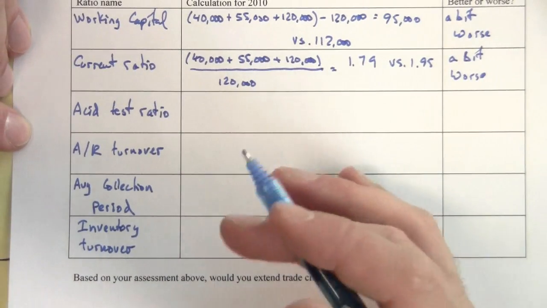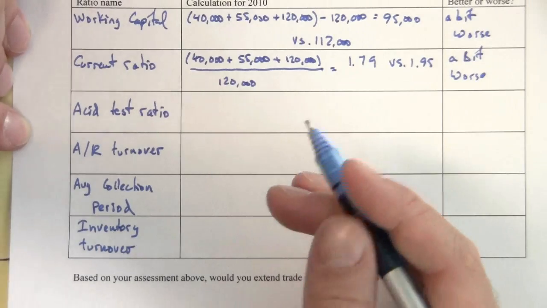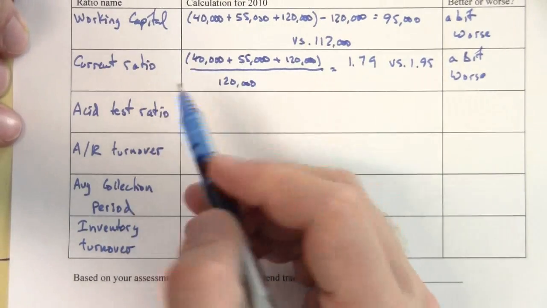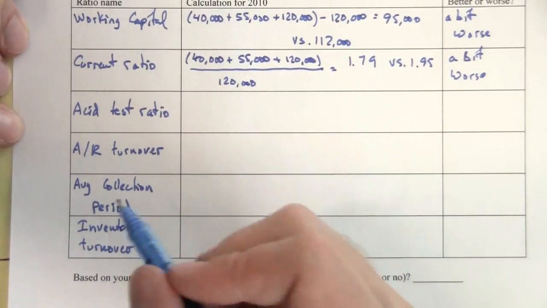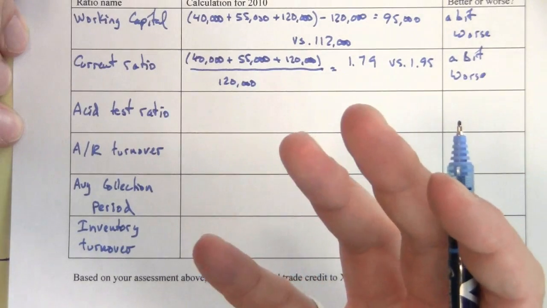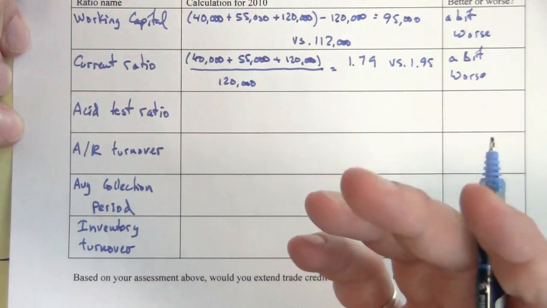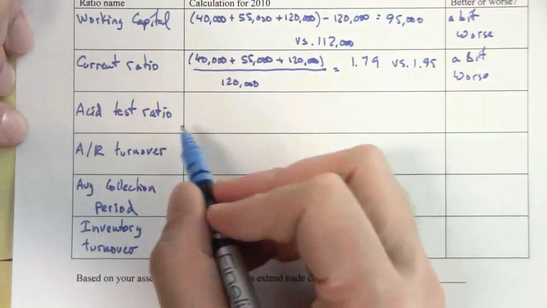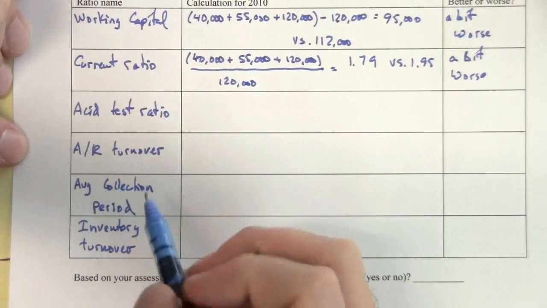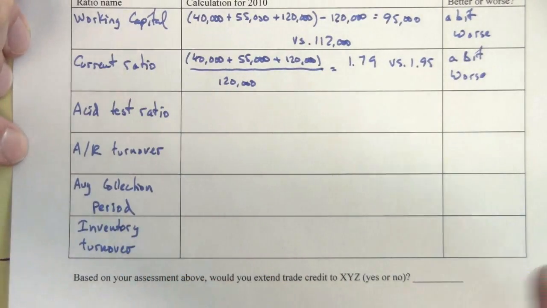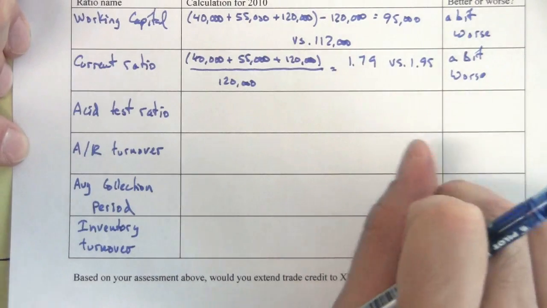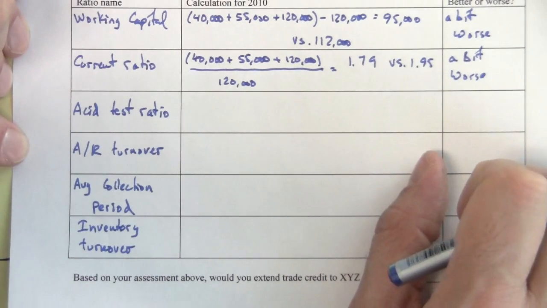And how good are they at converting their assets into cash? So working capital, current ratio, and acid test ratio are all solvency measures: do they have cash available to meet their obligations? Accounts receivable turnover, average collection period, and inventory turnover measure how good they are at turning their accounts receivable and their inventory into cash, right?